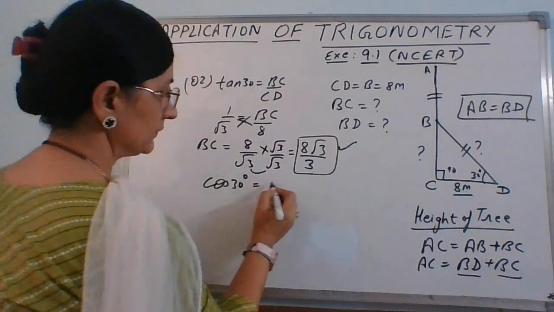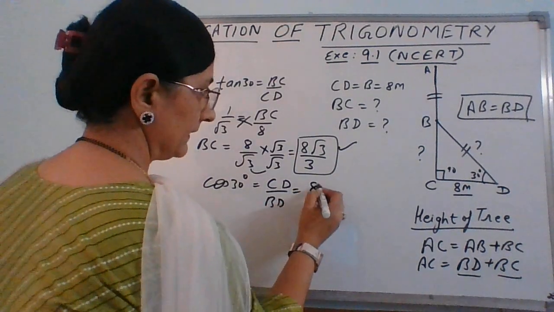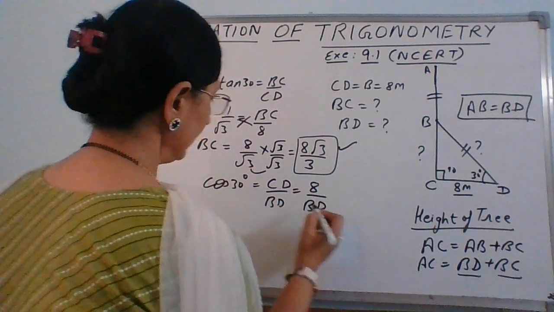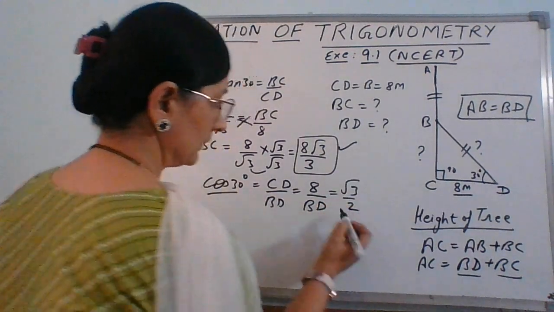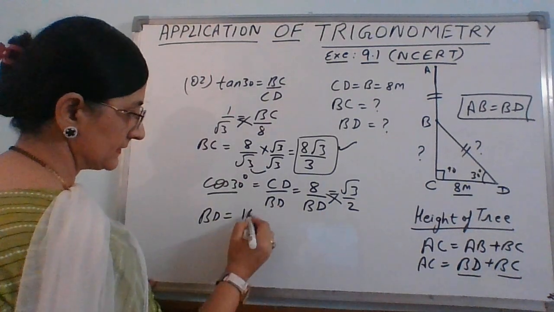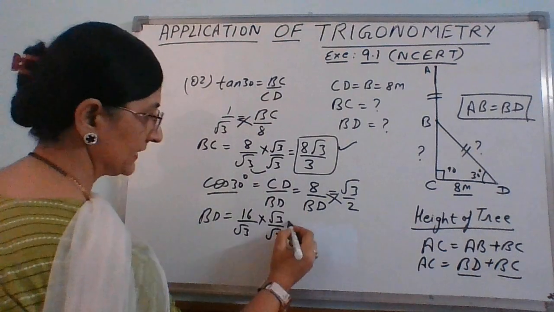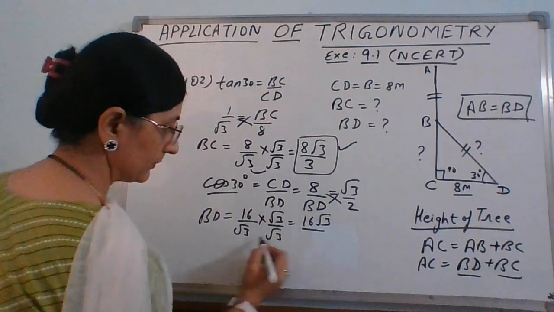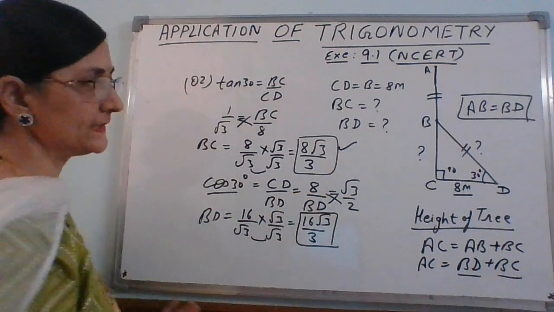Cos 30 degrees is equal to base upon hypotenuse. Base is 8. Hypotenuse we have to find. And the value of cos 30 is root 3 by 2. Cross multiply. Right? So BD will be 8 into 2, 16, upon root 3. Rationalize as we did here. So it becomes 16 root 3 upon root 3. Root 3 is 3. So this is the value of BD.